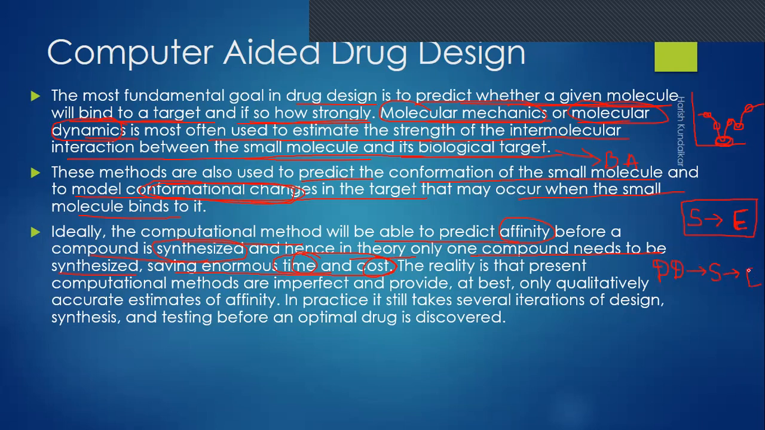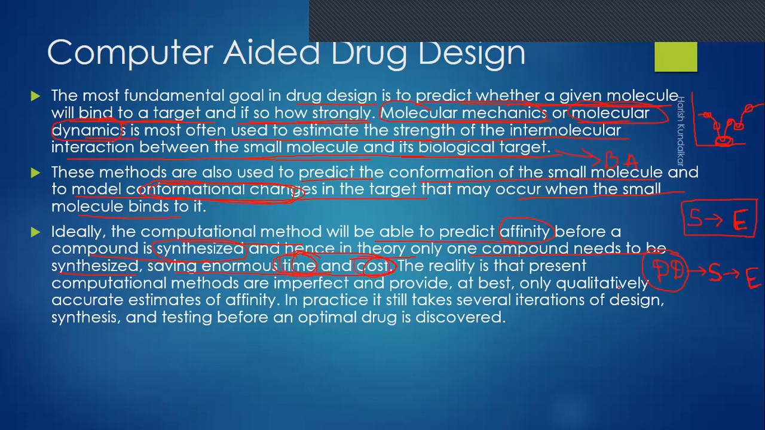ठीक है? So instead of synthesizing thousands of molecules or lakhs of molecules and then evaluating them one at a time, what we can do is we can feed in the data and use computer aided drug design to reduce the number of iterations that are required to reach up to a potent molecule that can be synthesized and evaluated, right? So this is how computer aided drug design saves on time and cost.